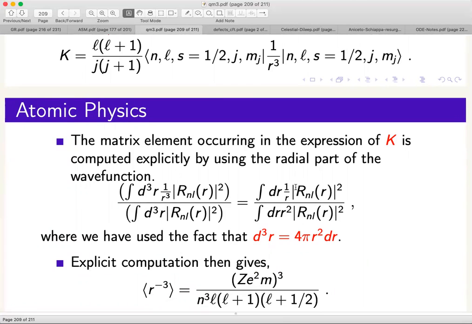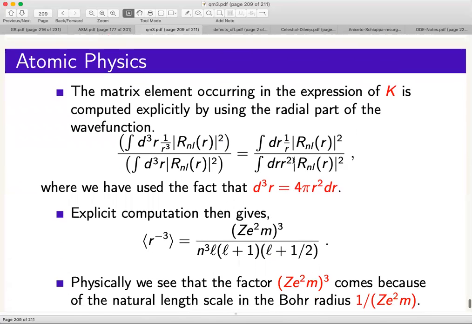For the radial part of the wave function, we know the exact form of R_nl when we solve the Schrodinger equation. For any given value of n and L, we know how this is going to behave. So we need to just compute this matrix element. I'm going to use a shorthand notation for this expression, which is just the expectation value of 1 over R cube, and explicit computation gives you this expression: (Z e squared m) whole cube upon the principal quantum number cube times L into (L plus 1) times (L plus half). That is the answer of this particular computation.